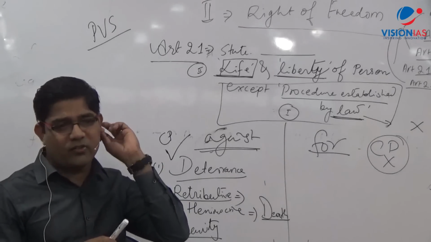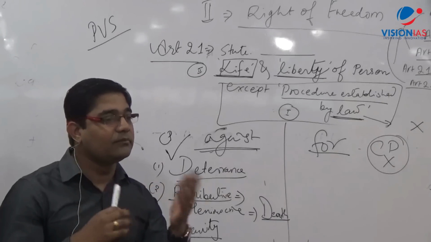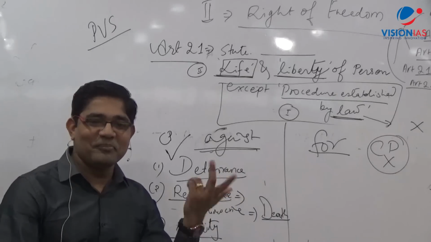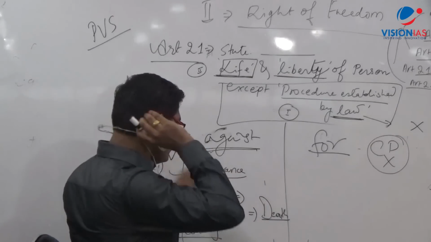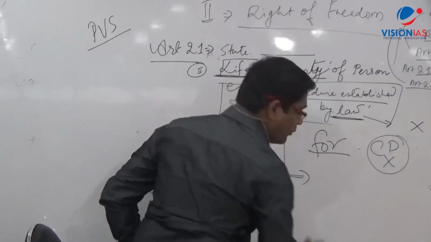Yes, these are the points. I am just opening the topic. Yes, what are the more points? Yes, that's a very important aspect of justice. First of all, let's go this way. Deterrence. There is no proof whatsoever.